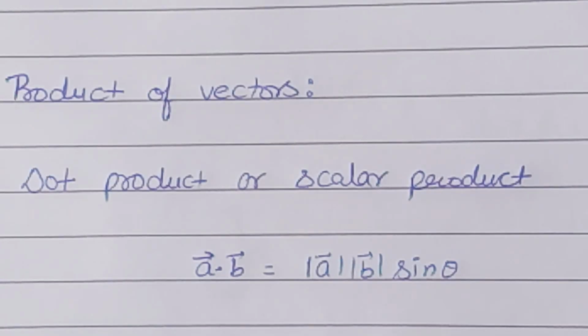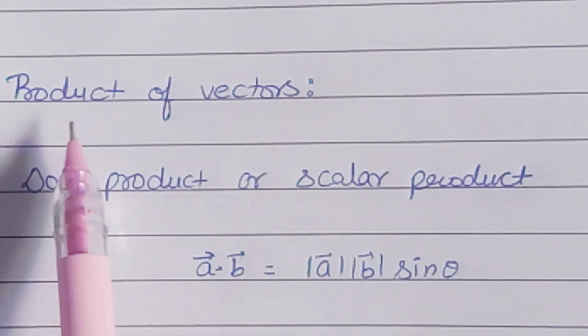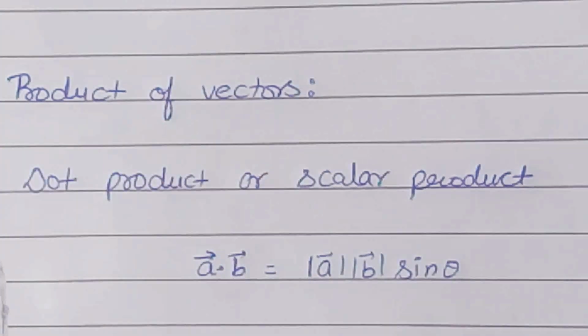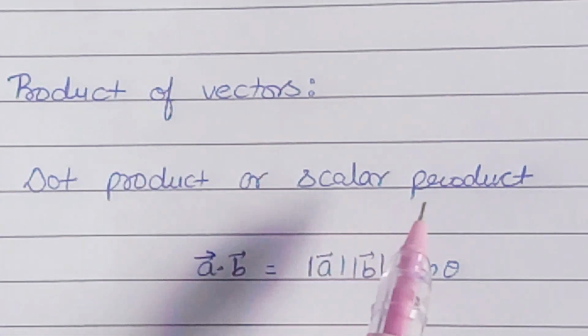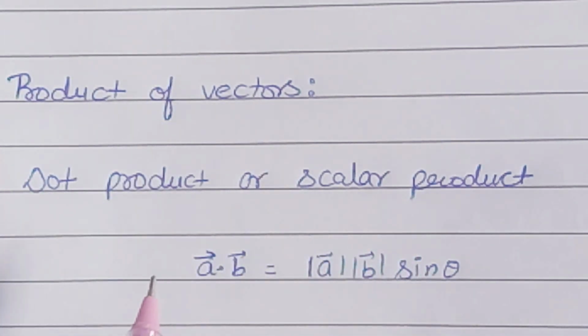Up to this point we have covered sum of vectors and subtraction of vectors. Now we are coming to products of vectors. These are of two types. First is dot product or scalar product, which means if you multiply two vectors by dot product, then you will get a scalar result.